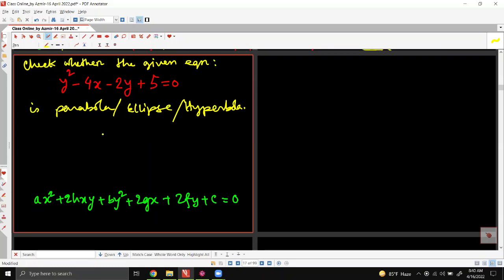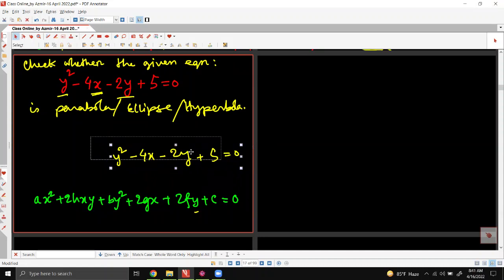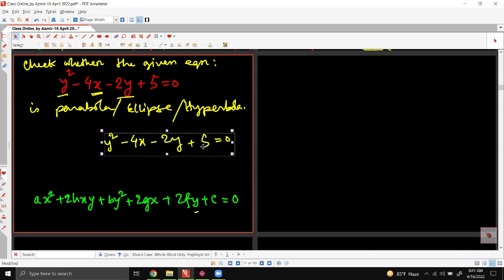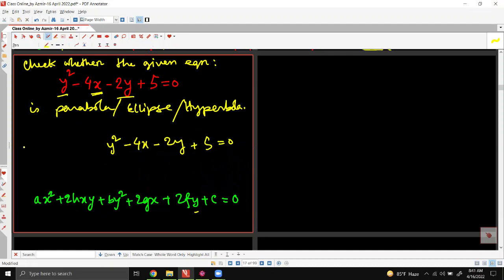So we have y squared. So let us write y squared here, then x term. So there is x term here, so we are writing x here. There is y term, so negative 2y, and also there is a constant. So we have to now write this equation in this general form.